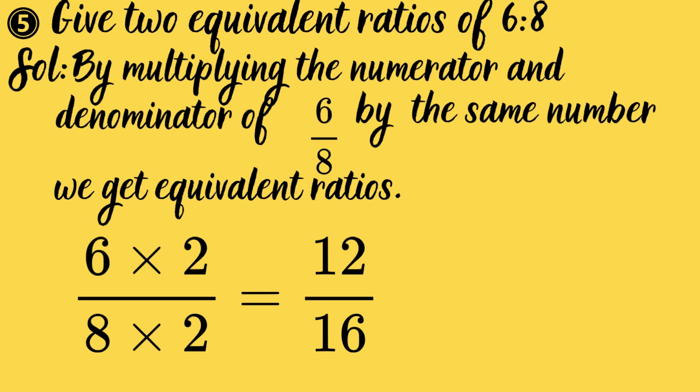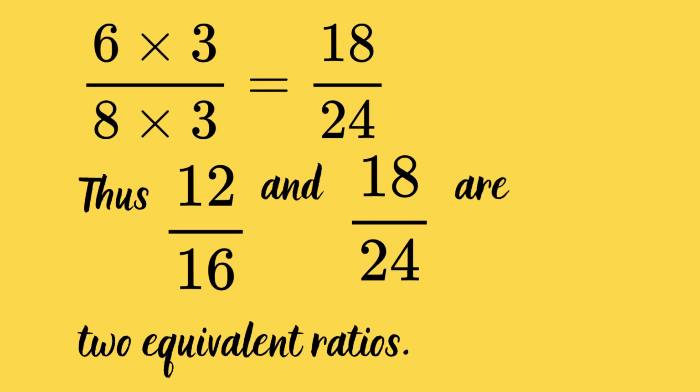So 6 is to 8 can be written as 6 by 8. We first multiply by 2. So we get 6 into 2 is 12 and 8 into 2 is 16. We now multiply 6 by 8 by 3. That is 6 into 3 is 18 and 8 into 3 is 24. Thus 12 by 16 and 18 by 24, that is 12 is to 16 and 18 is to 24, are two equivalent ratios of 6 is to 8.